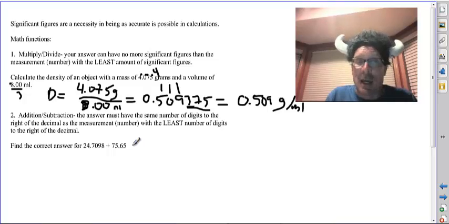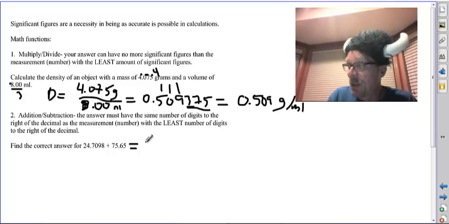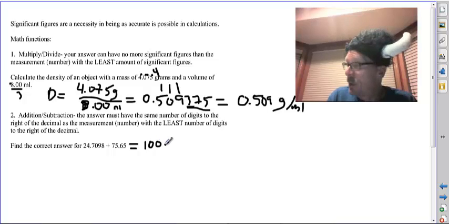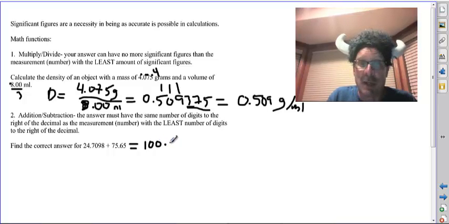Okay. Now, adding and subtracting is very similar, but what you're looking at is the least number of decimals. So when we add these two together, we're actually going to round our answer. Since this only has 2 digits after the decimal, that's where we're going to round our answer. If I add these together, my number comes out to be 100.3598.